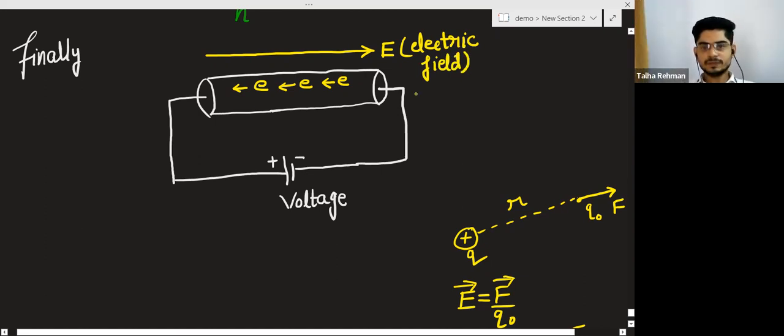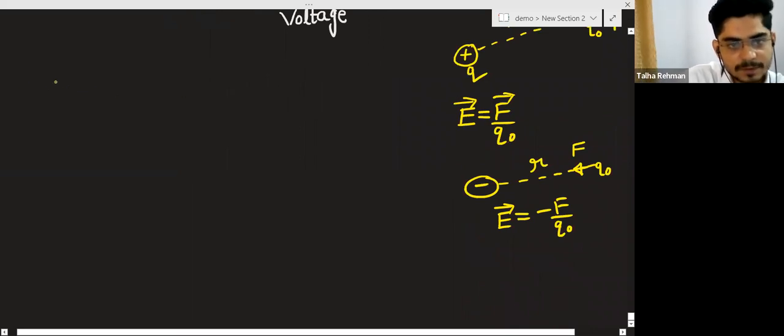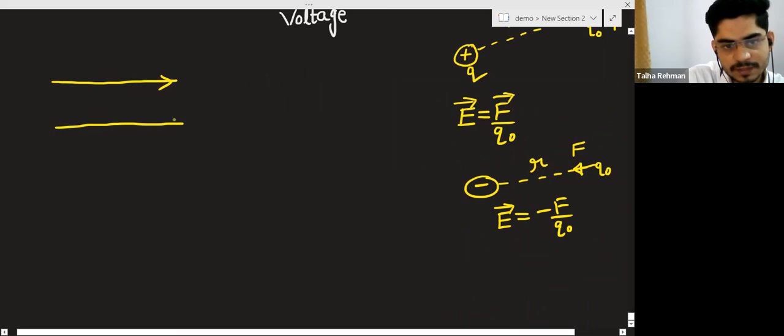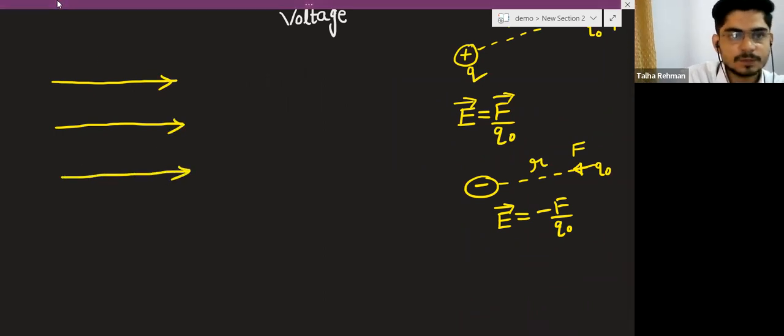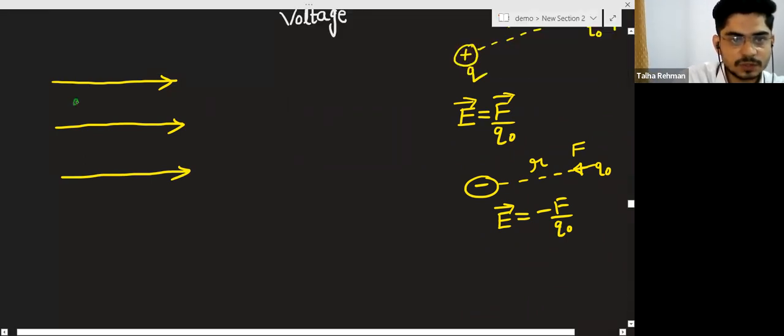E is the electric field here. And now, due to this electric field, actually, you know that, I think you should know that, or if you don't know that, then I will tell you. Suppose here is a charge, a positive charge Q, and this is the electric field.